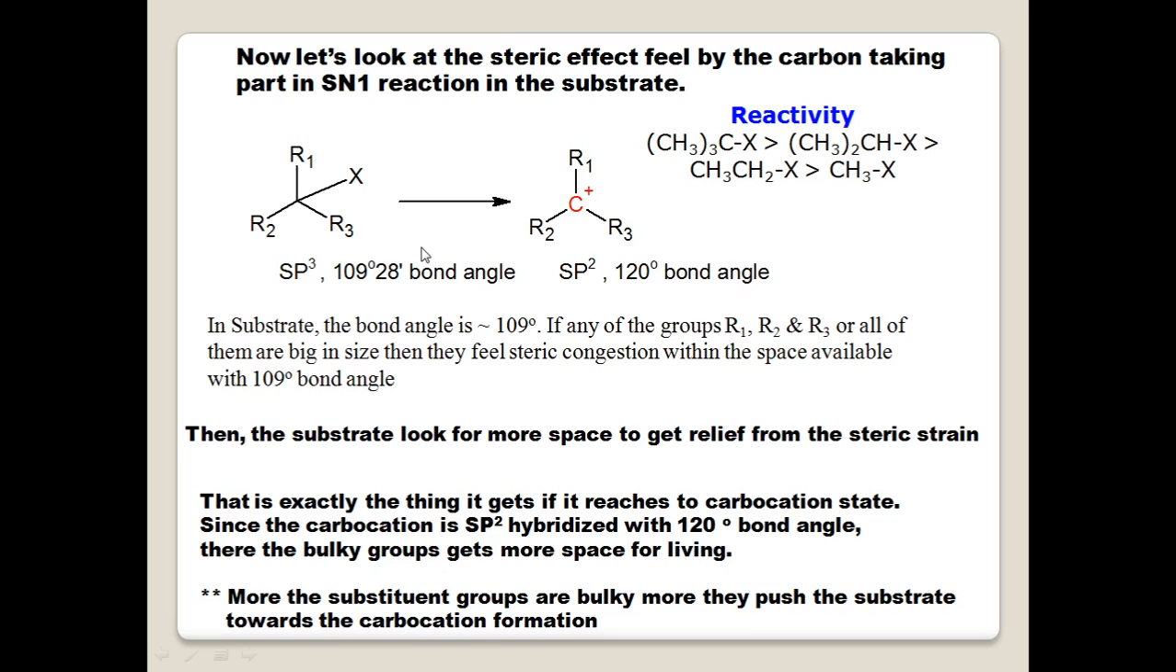So if the hybridization changes from sp3 to sp2, then they will be very happy since they are getting 120-degree bond angle and more space. That is why if you look at the reactivity where my arrow is shaking, the tertiary butyl halide is a better substrate than isopropyl halide, which is again better than ethyl halide, and least reactive is methyl halide.